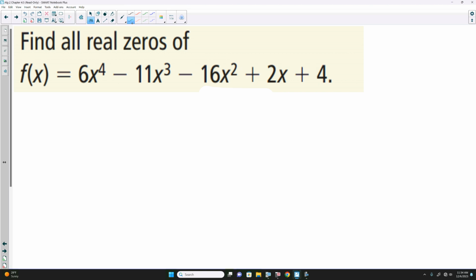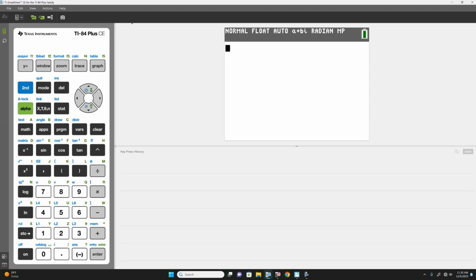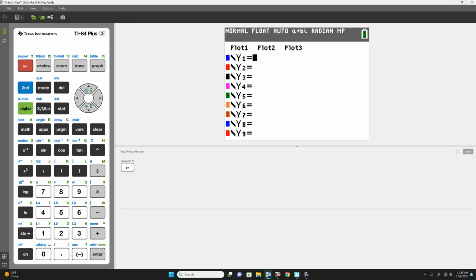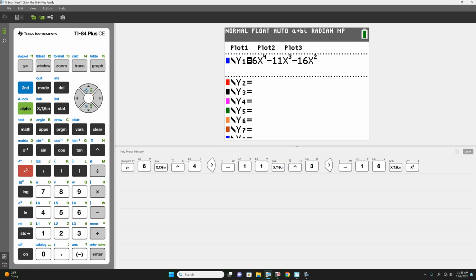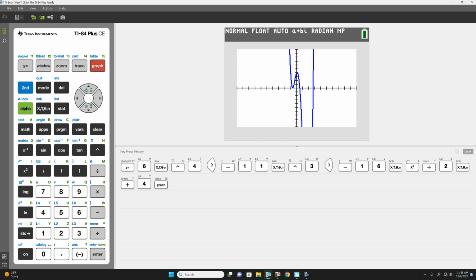So, first one we're going to start off with is this one here. It's the one immediately after the last one we did yesterday. And the first thing we can do is go on and graph this problem here. So we'll type it into the graphing calculator, 6x to the fourth minus 11x to the third minus 16x squared plus 2x plus 4. Then we can hit graph.